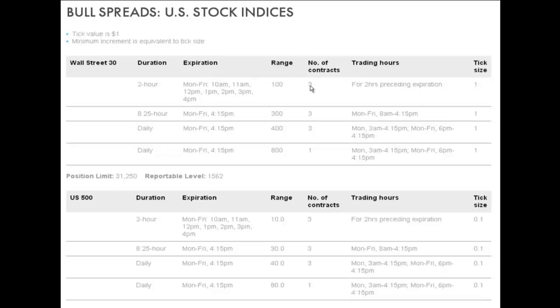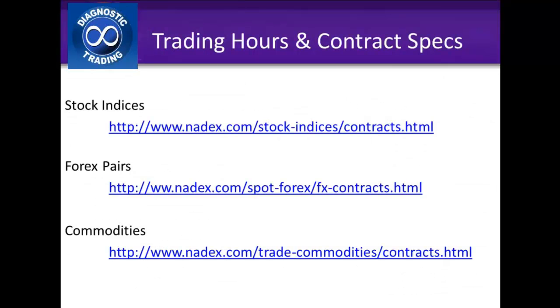3 new spread contracts will come out every hour. And then the trading hours, basically it starts 2 hours before expiration, and the tick size is 1. Again, the tick value is always $1. You can go there and look up all the different markets, such as the indices, forex, commodities. In addition, here are the direct links to the contract specs pages for the stock indices, the spot forex, and the commodities.